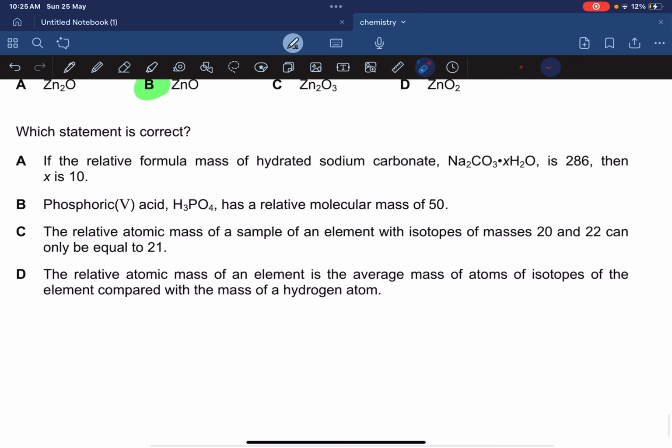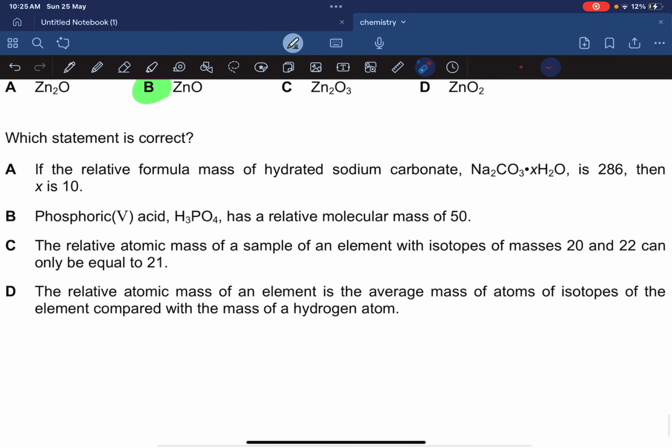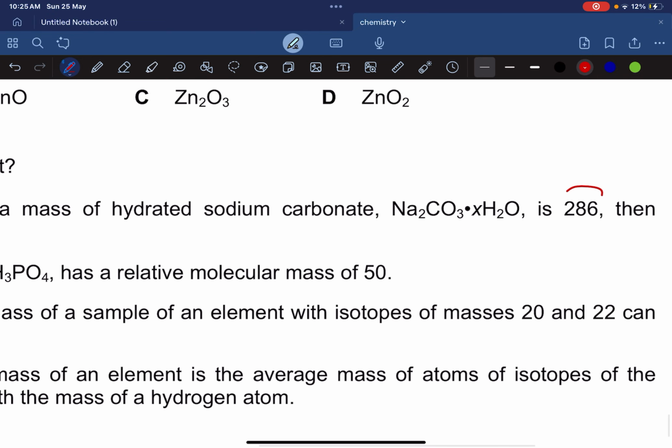If the relative formula mass of hydrated sodium carbonate is this, then X is 10. Okay, what you have to think about in this is, first let's calculate the mass of this sodium carbonate, okay? What is going to be the mass of sodium carbonate? The total mass is this, okay? Let's first calculate for only this part, okay? We don't know how many water, X H2O, we have.